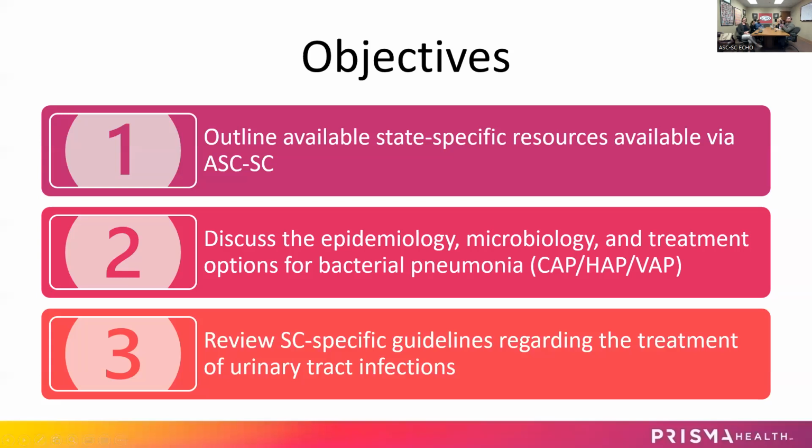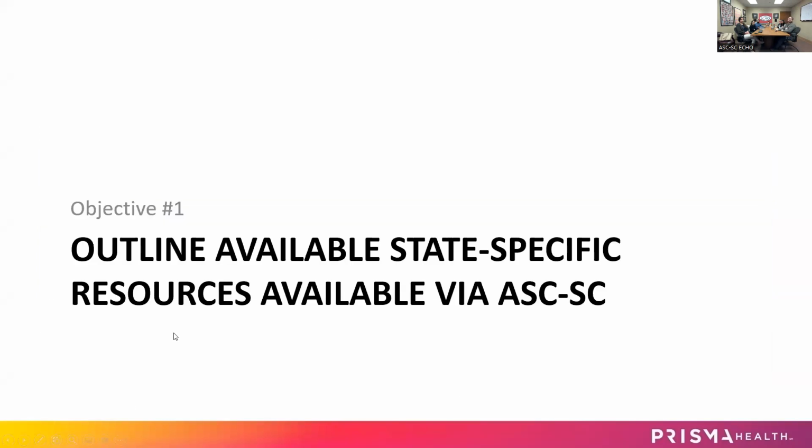All righty. So for some objectives for today, I want to start off by outlining some of the available state-specific resources available from ASC-SC, specifically some of the ways you can access that through your mobile device. Then we'll move on to the meat of today's discussion by starting with the discussion of the epidemiology, microbiology, and treatment options for bacterial pneumonia, both community-acquired and hospital-acquired. And then we'll finish off with just a review of some of the South Carolina-specific guidelines regarding the treatment of urinary tract infections.